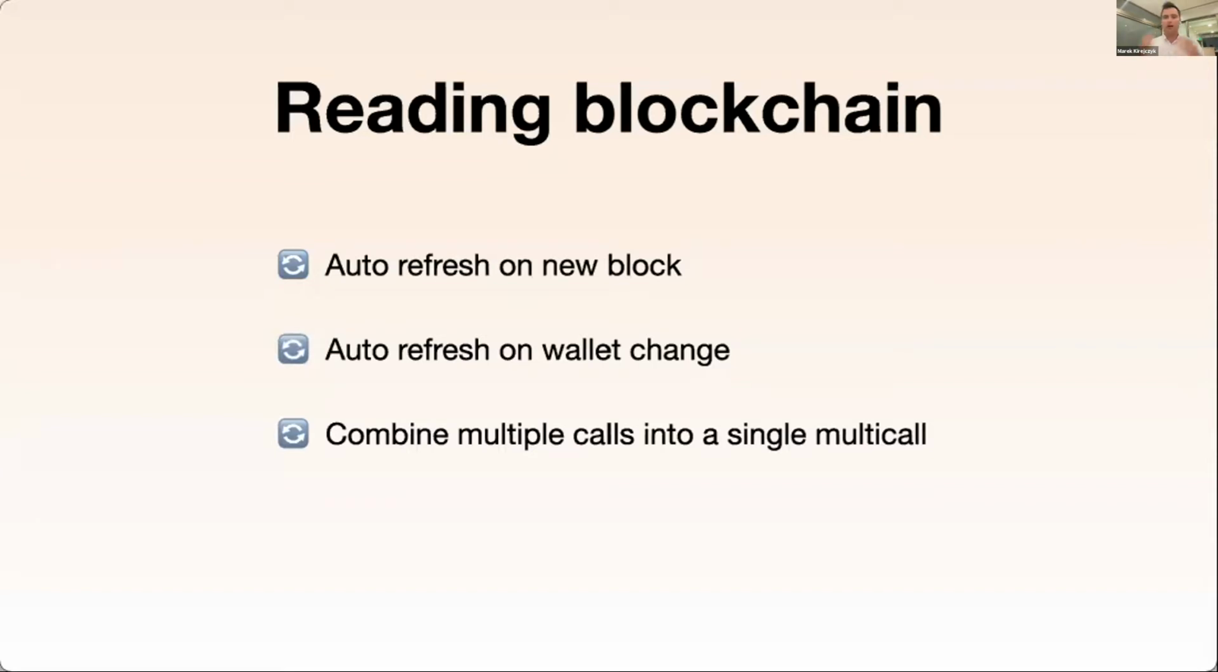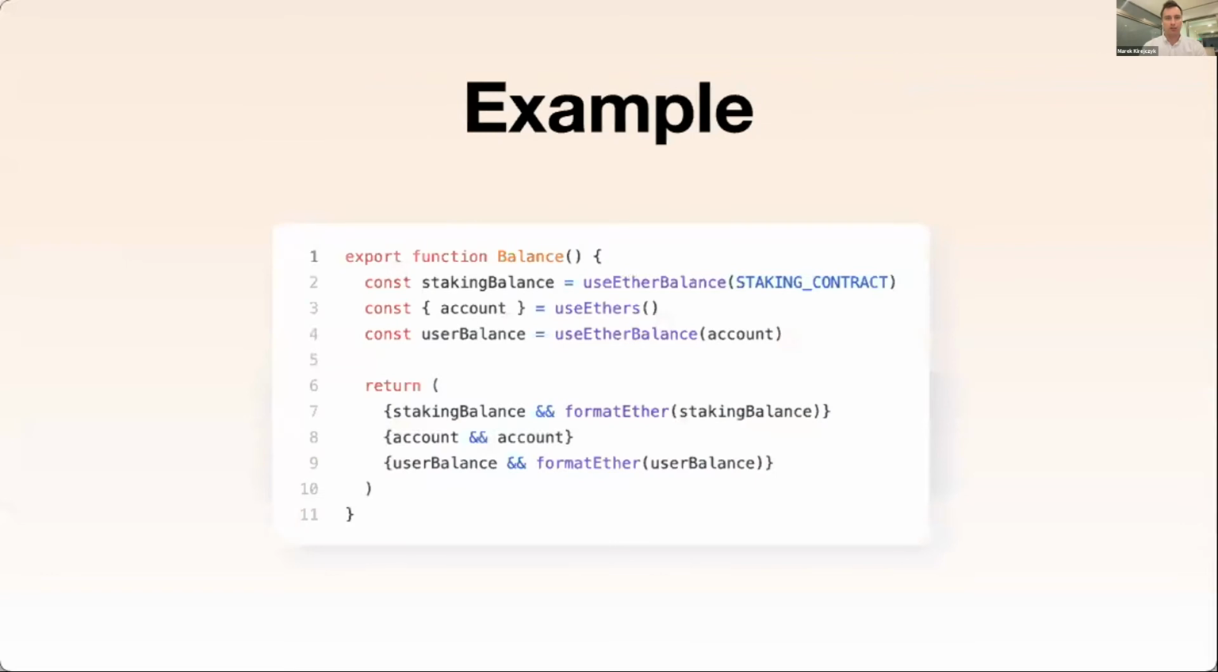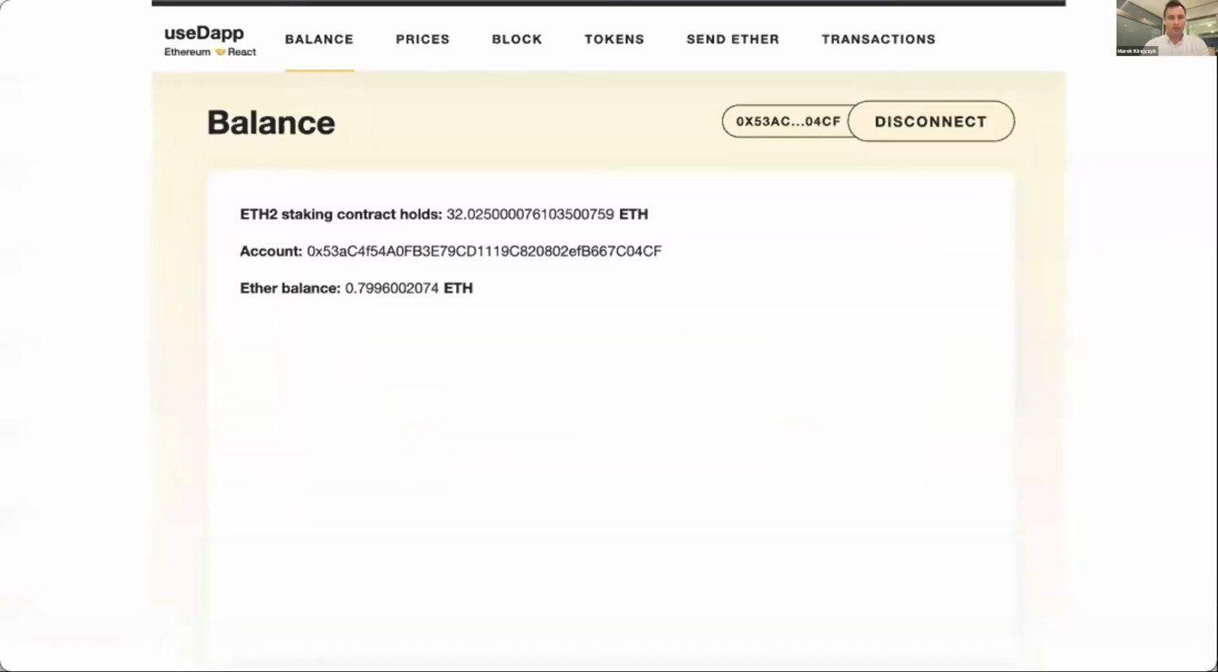Is there a new block? Oh, no new block, nothing to do. Is there a new block? Oh, there is a new block. And everything that is visible on the screen, and nothing more, is going to be combined into a single multicall, and a single request is going to retrieve all the data, get it back, and distribute the data across the application, across the visible user interface. And it's all done by hooks. So you don't need to know anything about it. It just works, right?